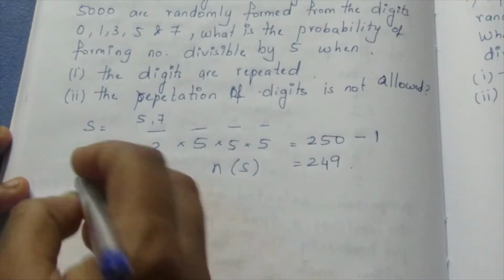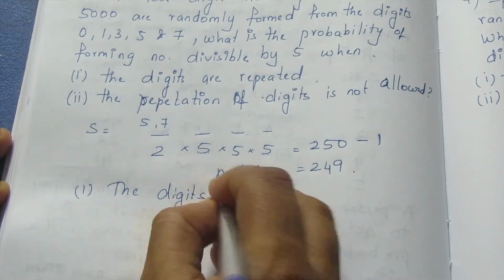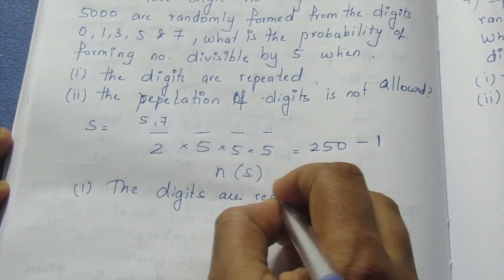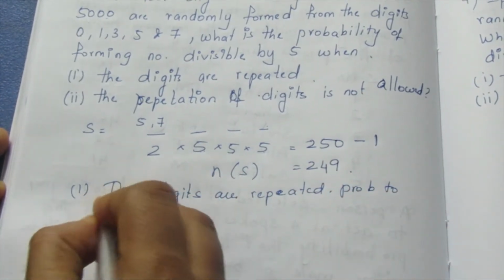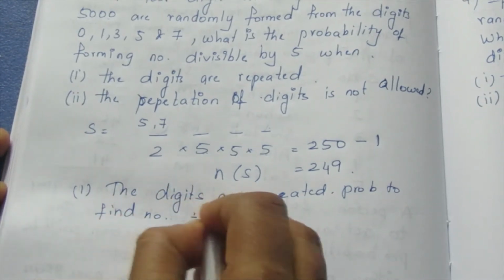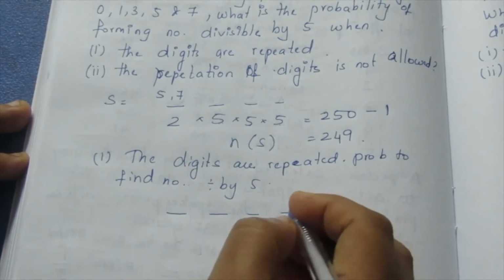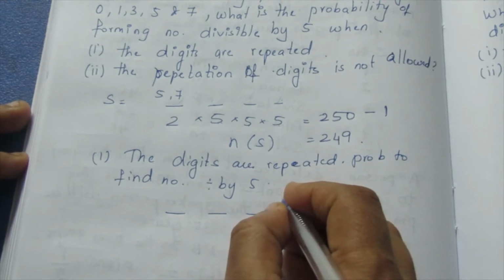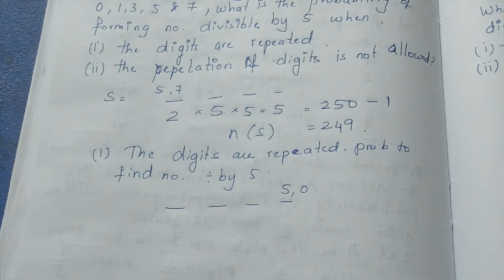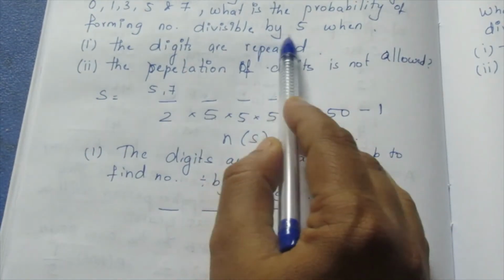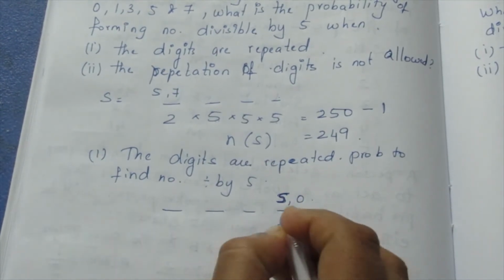Now, we will move on to the first condition. Here, in the first condition, the digits are repeated and we want to find the probability of a number divisible by 5. So, let me take the same 4-digit number. If the number is divisible by 5, the last digit should be 5 or 0. If only the unit digit, or the ones digit, is 5 or 0, it is divisible by 5. So, I can write here 5 and 0. There are 2 ways to fill my unit digit.